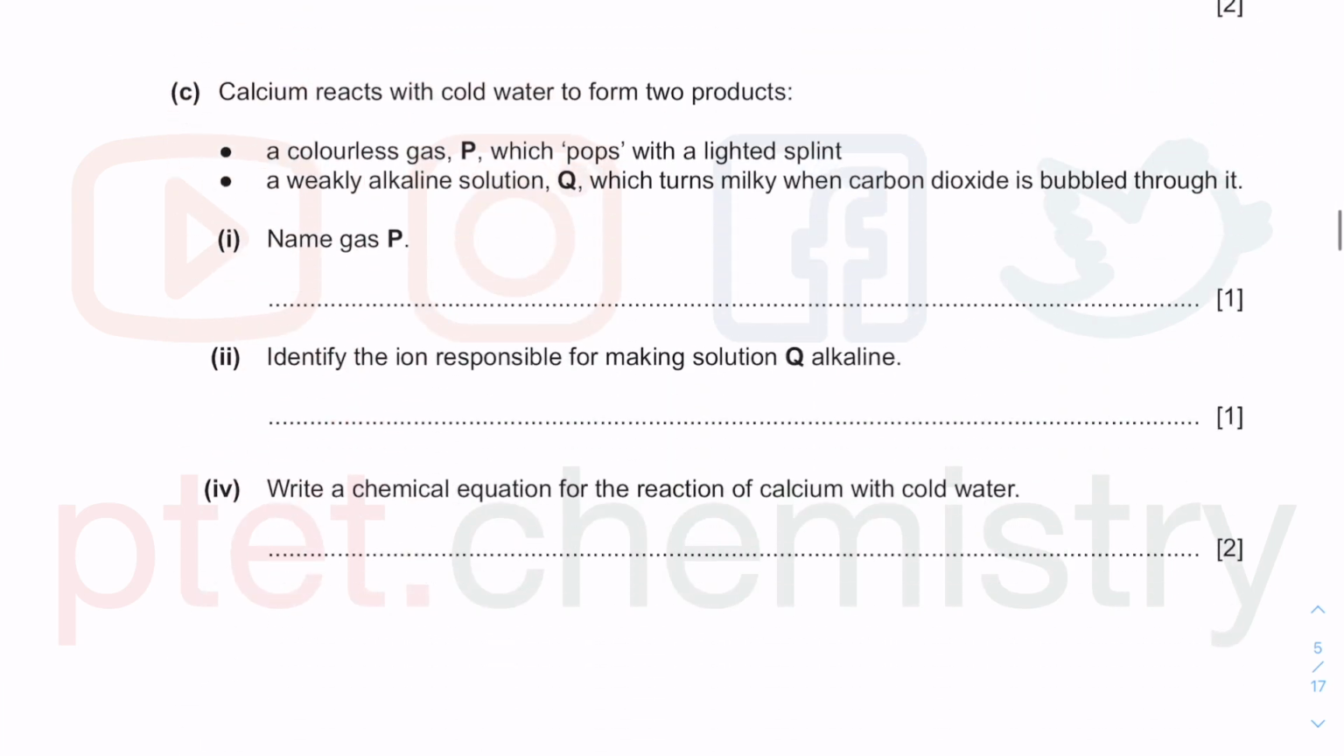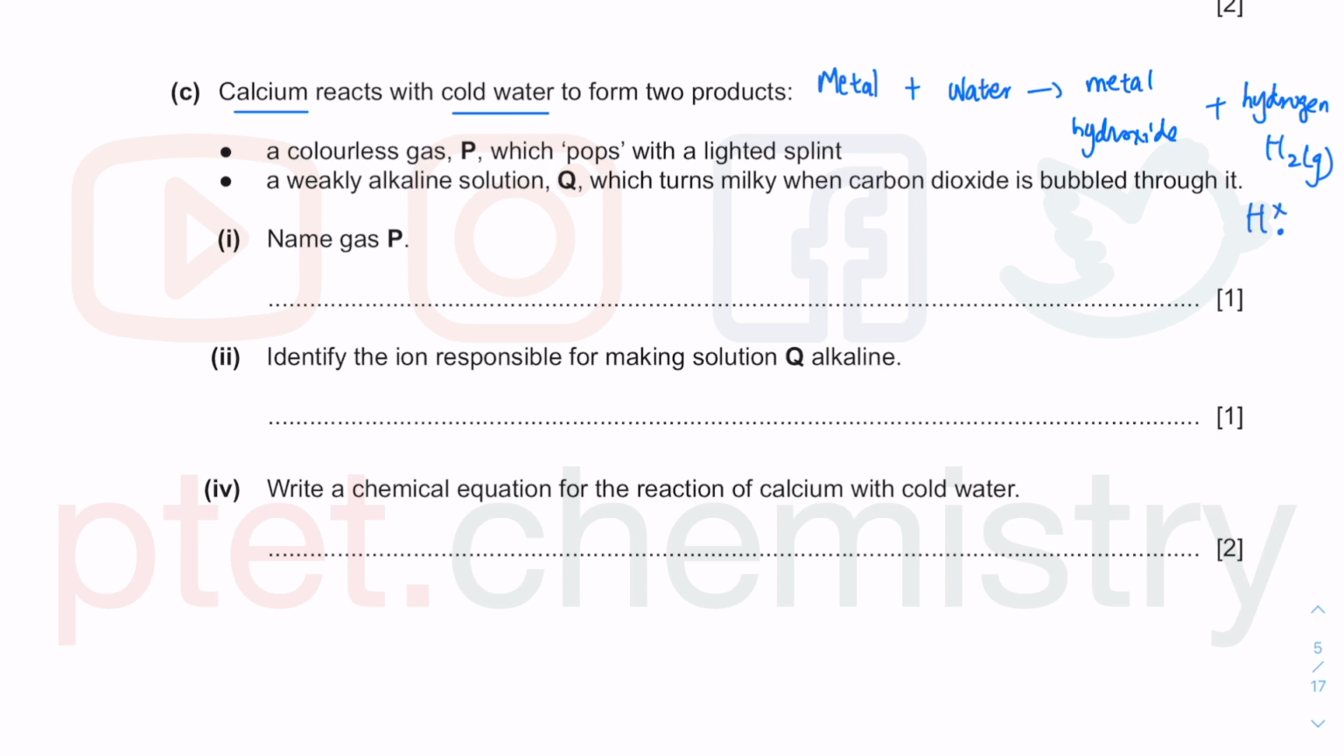Okay. Part C is reactivity of calcium with water. So we did this when we did the couple of those general equations. Metal plus water gives you metal hydroxide as well as hydrogen gas. However, this question is very nice. It's trying to lead you to that conclusion. So hydrogen gas is obviously a diatomic molecule from your covalent bonding topic.